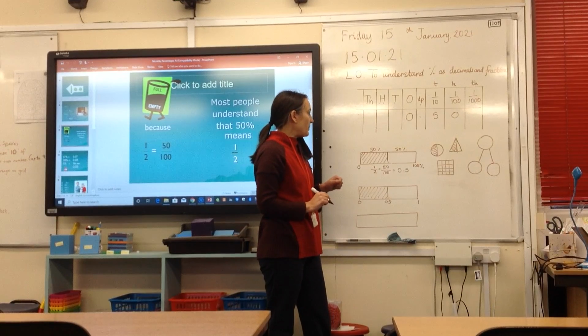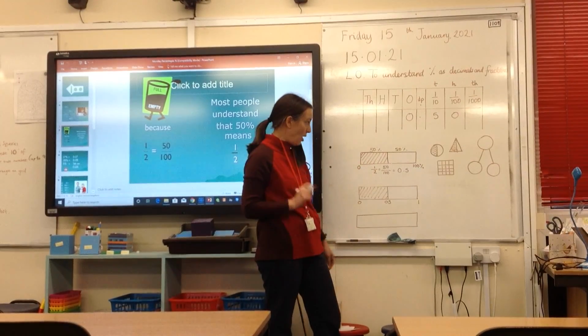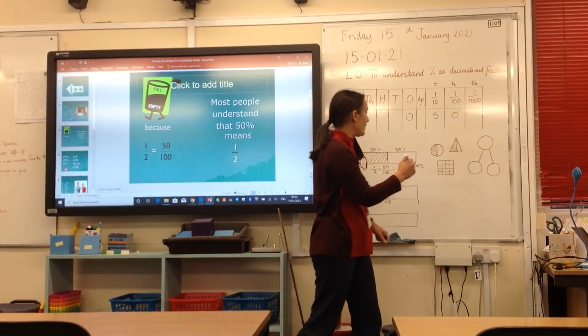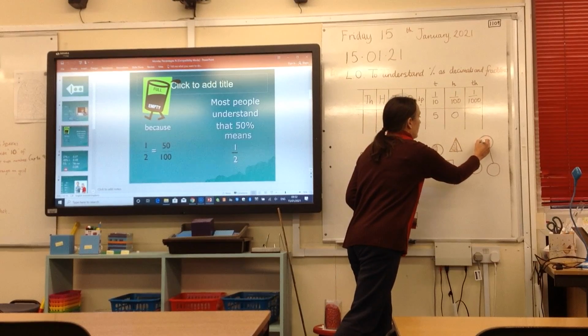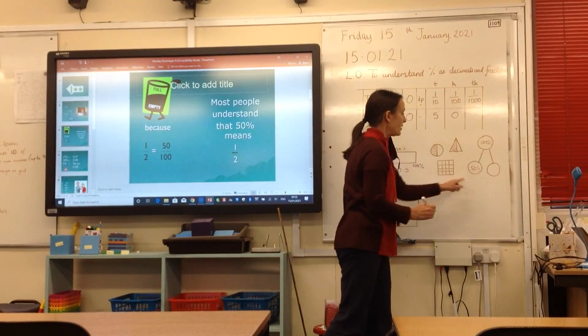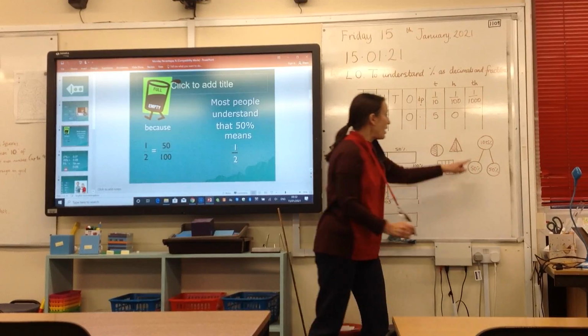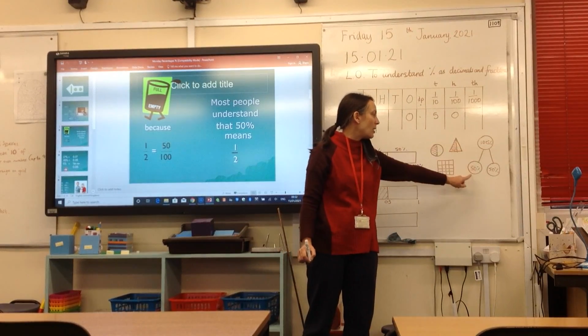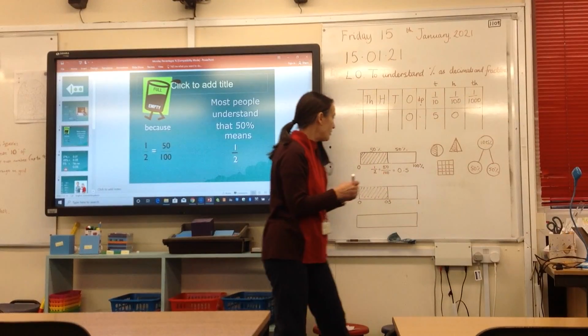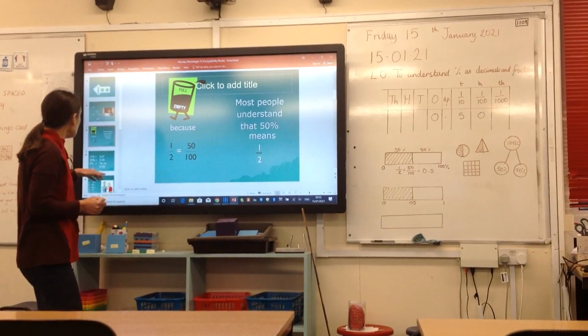If we're thinking about our percentage in a different representation, such as a part-part-whole, we could have our 100% up here, and again we can show that we've got our 50% that can then be added to our 50%. That makes our whole. So we've got our whole and our part and our part. Okay, moving on to our next slide on our PowerPoint.